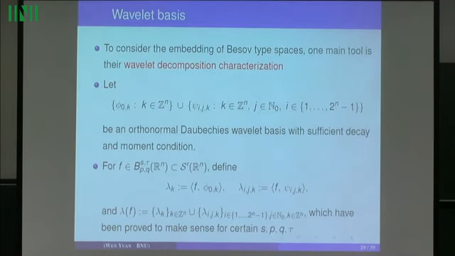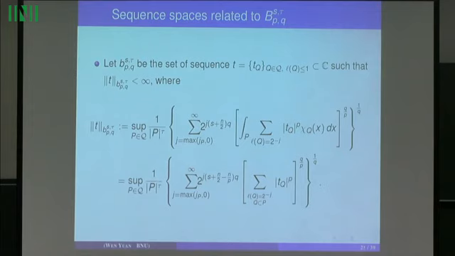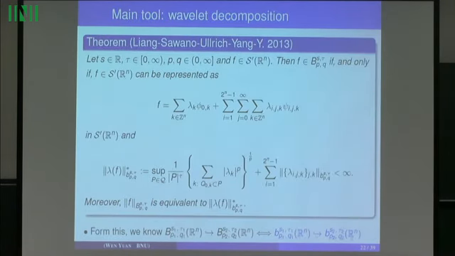Like for the Besov space, we also need to use the wavelet decomposition of this function space. The wavelet basis we use is the Daubechies wavelet, which has a sufficiently decaying moment condition. Then we define the lambda and lambda ijk in the usual way. We also need the corresponding sequence space related to this Besov tau space, which was already introduced in the wavelet talk. So here is what we need: the wavelet decomposition characterization of this Besov tau space.